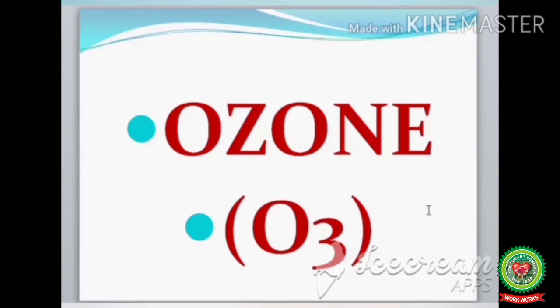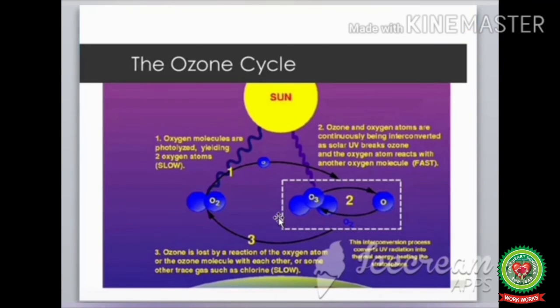Let's read about ozone, O3. Ozone gas is produced by the action of solar radiation on oxygen present in the atmosphere. Ozone gas absorbs the harmful ultraviolet rays of the sun. Ozone breaks the ultraviolet rays and reacts with two molecules of oxygen to make oxygen three molecules. It is a highly reactive form of oxygen. It absorbs harmful ultraviolet rays coming from the sun.